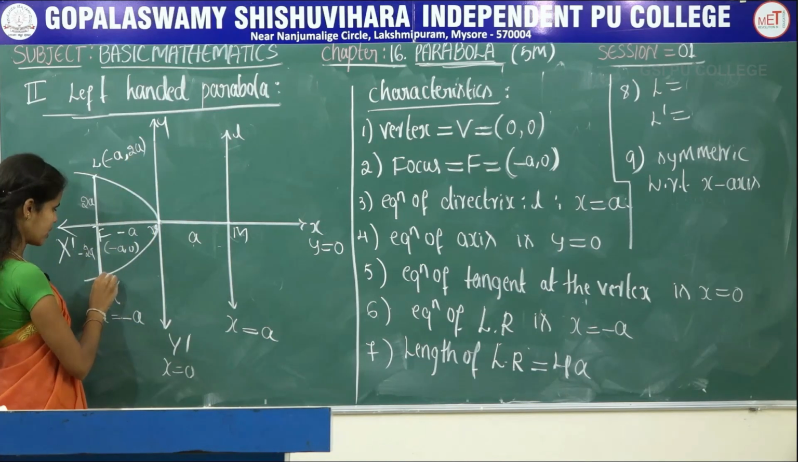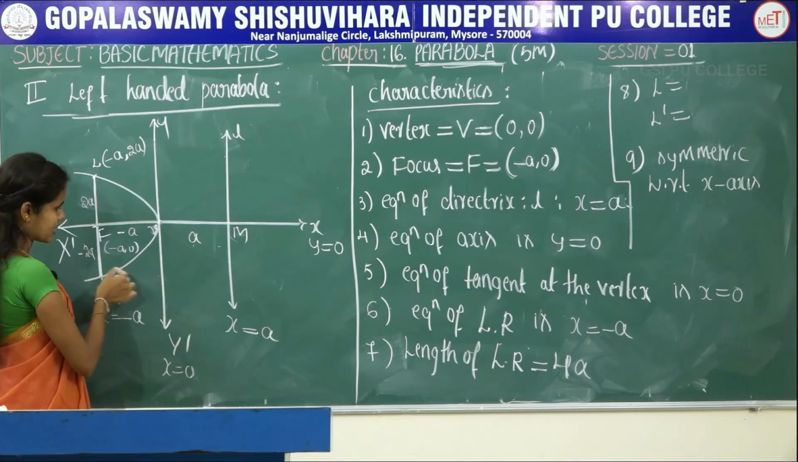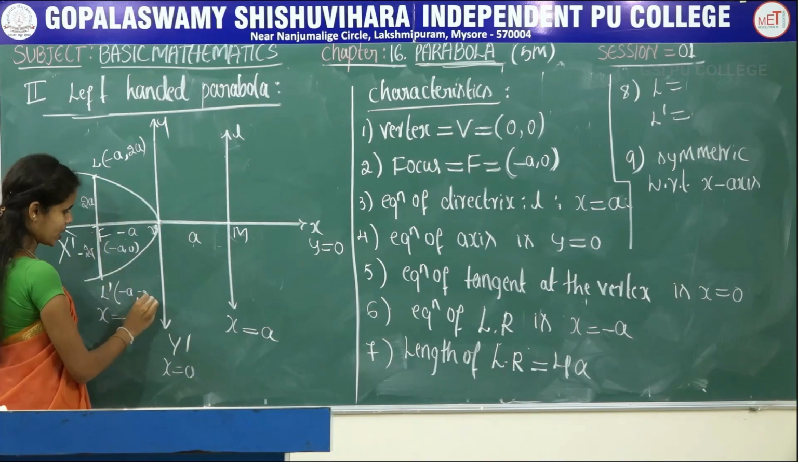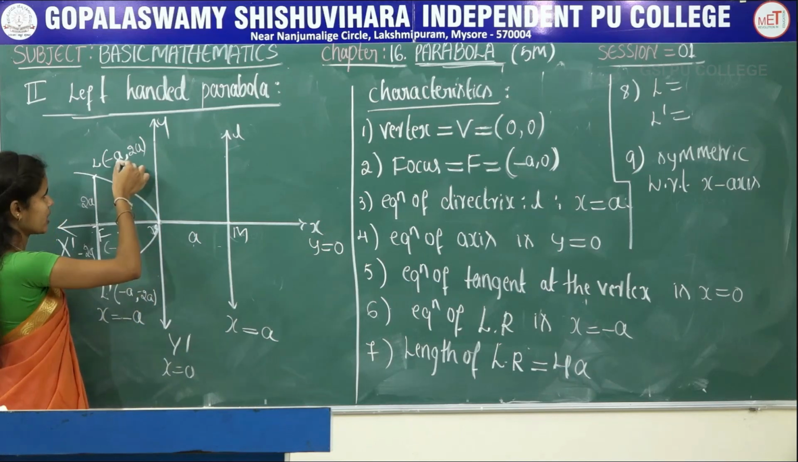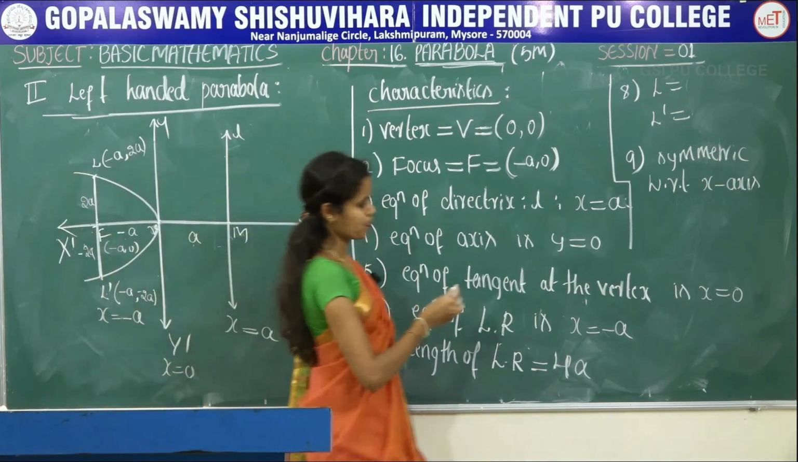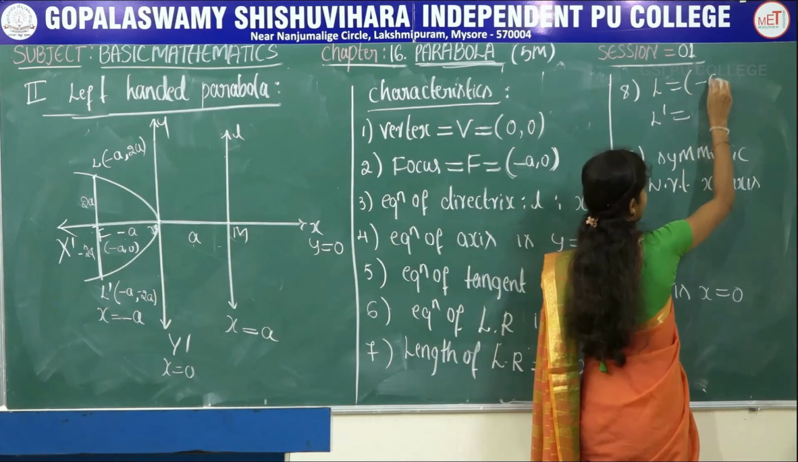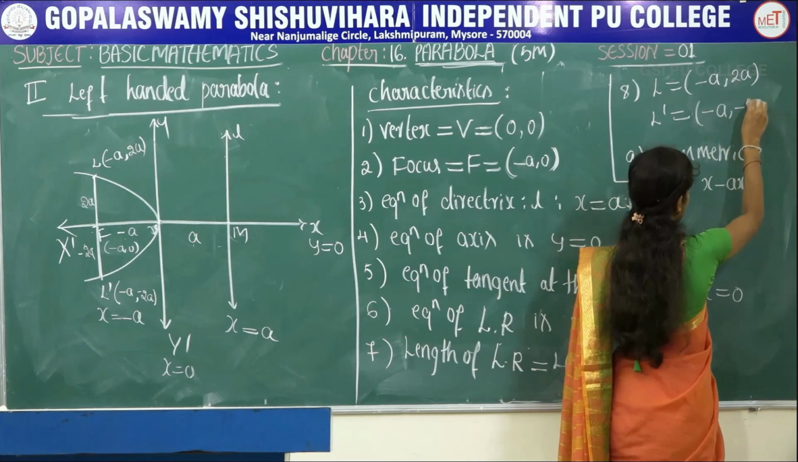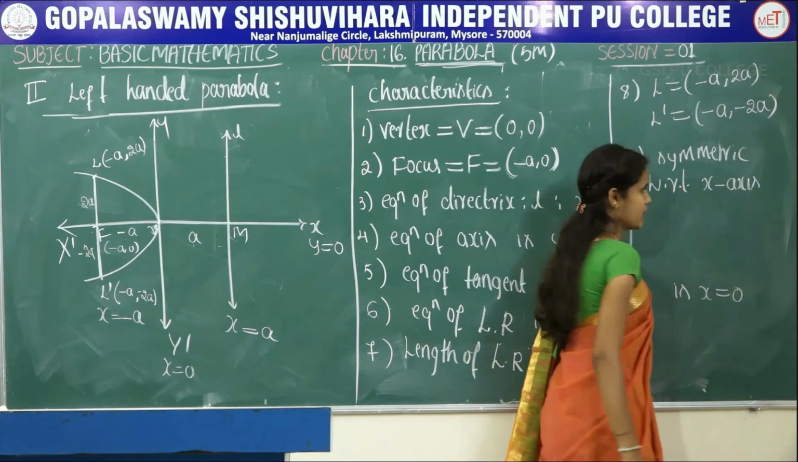Similarly, x coordinate of L dash, the perpendicular distance from y-axis, is minus a. Y coordinate, the perpendicular distance from x-axis, is minus 2a. Therefore coordinates of end points of latus rectum are: L is minus a comma 2a and L dash is minus a comma minus 2a.